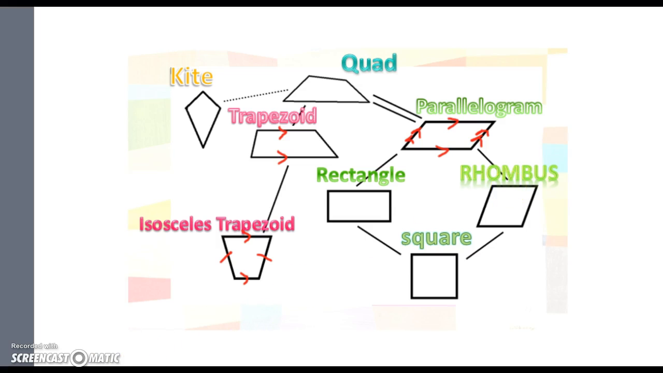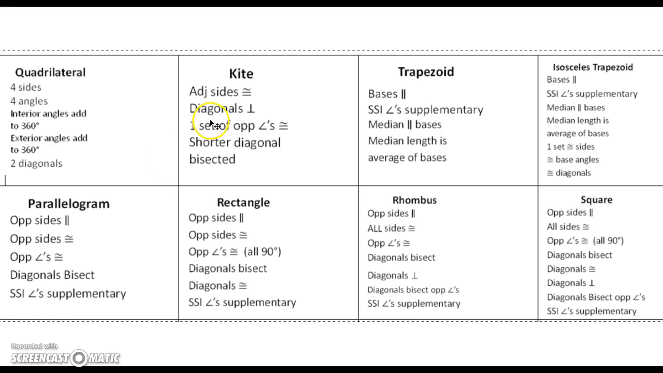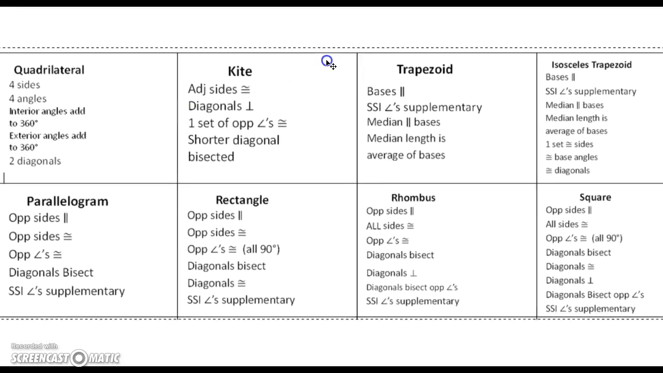All right, so let's just really quickly look at the properties. So all quadrilaterals have four sides and four angles. The inside angles always make 360. The outside angles always make 360, and there's two diagonals. But then you can see that some of these have special properties. So let me just make sure that I talk about the symbols that you might not get. Adjacent sides are congruent in a kite. So that means the two sides that are touching.